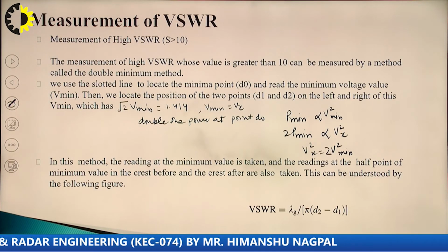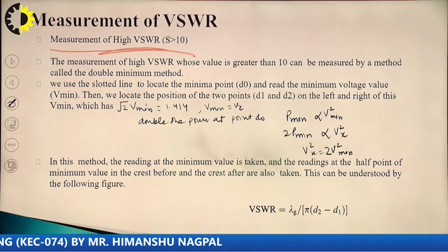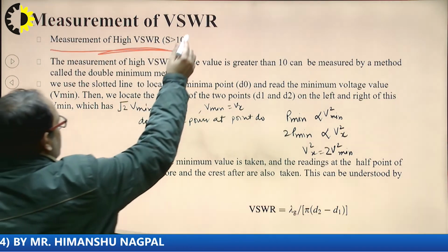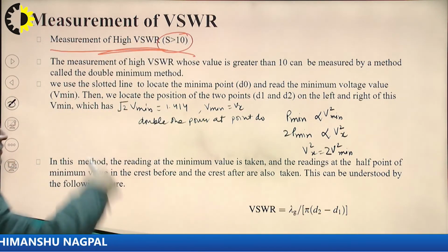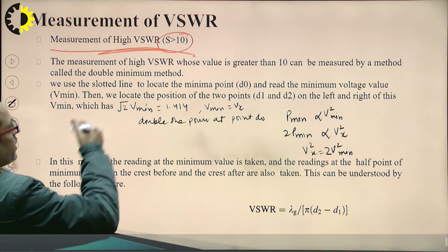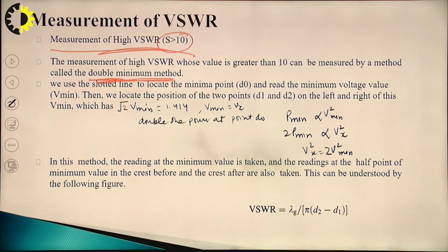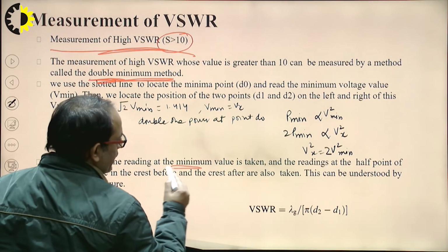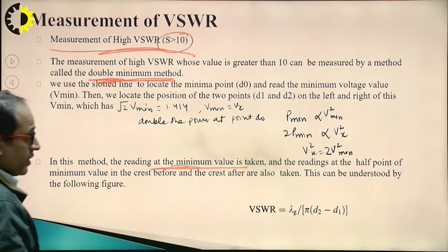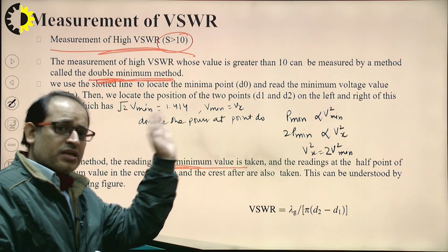Now the next one is when I am measuring a VSWR whose value is what? Greater than 10. The method used for calculating a VSWR greater than 10 is the double minima method. In the double minimum method, what? The minimum reading at the minimum value is taken, and again I am using another minima.